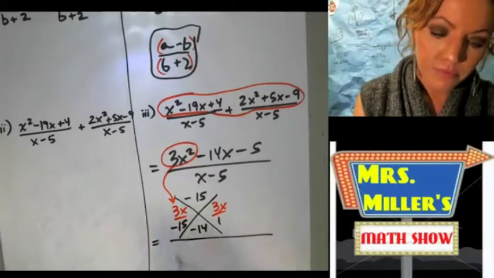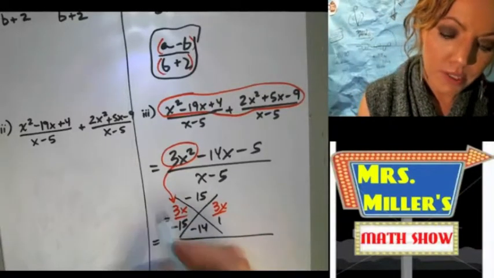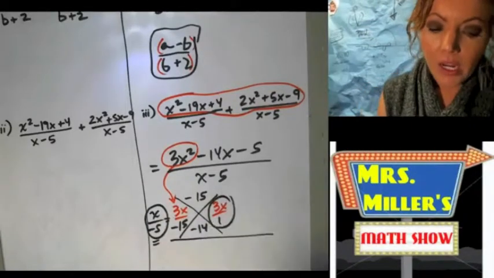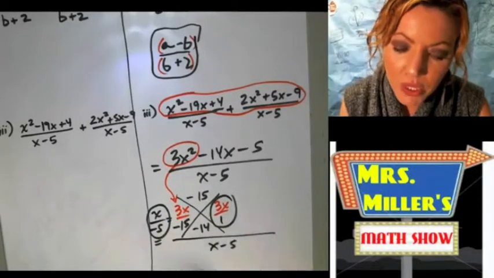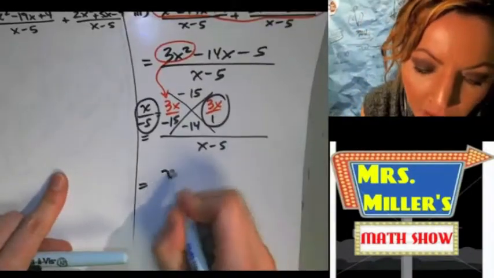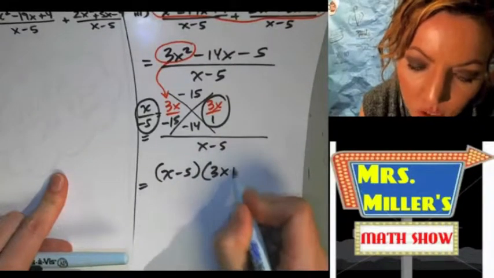Cool. What does that reduce to? 1 and -5. Everybody give it up for Deanna. All right, and we have this x minus 5 on the bottom. So this comes out to, let's move this up so you all can see, x minus 5 times 3x plus 1 over x minus 5.